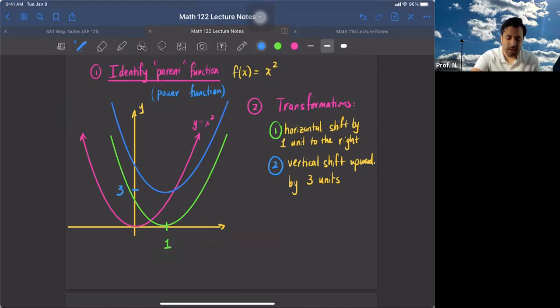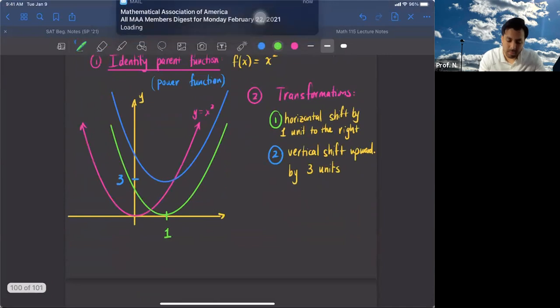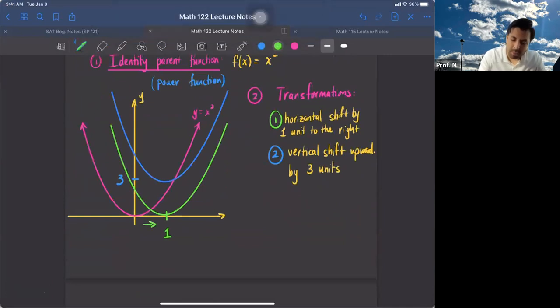Do you see what we just did? We moved it first to the right, and then we moved this up. We did 1 unit to the right and 3 units up. And this here represents the graph of g of x. That's what it is.